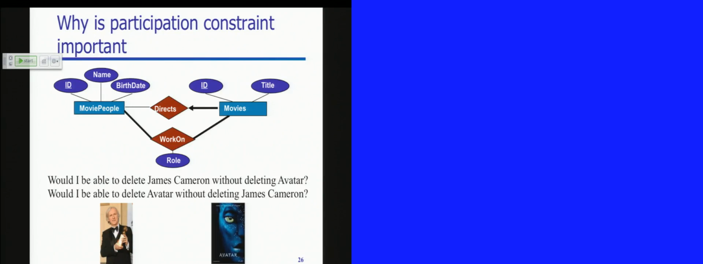Okay, now let's see why participation constraint is important. It's important because I need to have the database that I have make sense. Let's just switch back to our UBC example for a second. Let's say I have a table which stores your information as a student, and let's say I have another table which stores information about your grades.